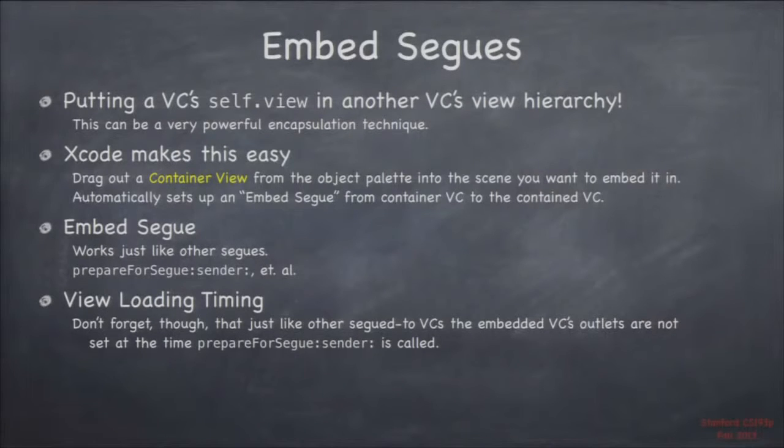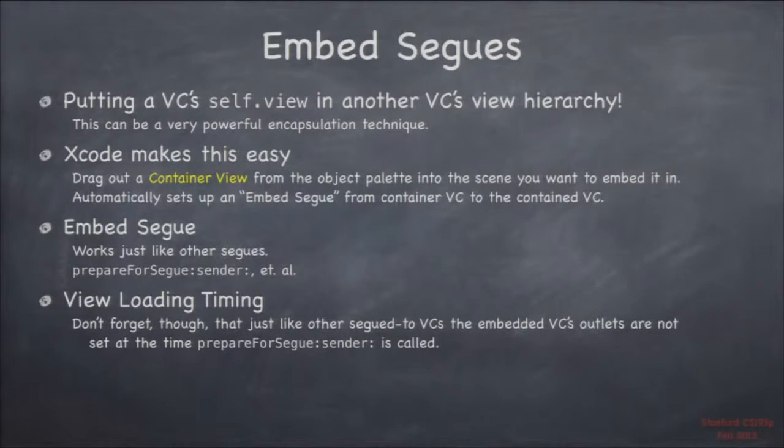The timing is a little bit of a thing to be careful of, the timing of setting things, because when does this embed happen? When does its prepare for segue happen, relative to other things happening in the view controller that it's embedded in, like that thing's outlets being set, etc.? And the answer is, it happens pretty early, before outlet setting, just like all prepare for segues do.